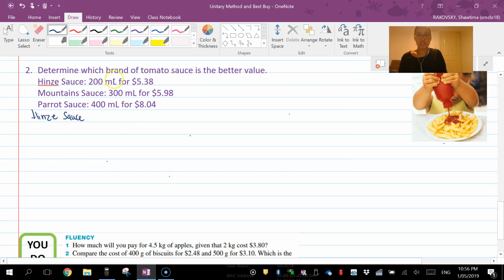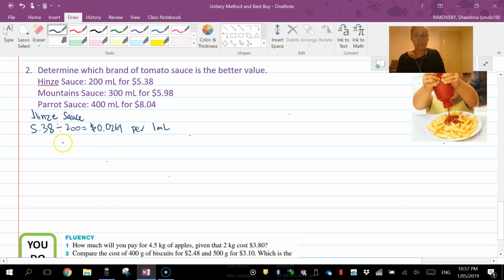So with the Heinz sauce, remember it's your cost per something. When you see the word per, that's what indicates what's being divided. So it's the cost per 200 mils. So I'm going to take my $5.38 and divide it by 200. That's going to give me my cost per 1 milliliter of tomato sauce. So that would give us 0.0269.